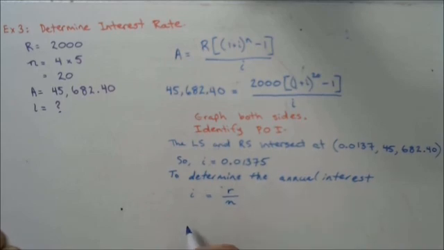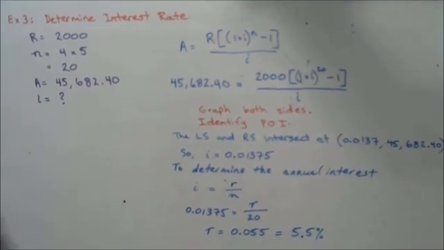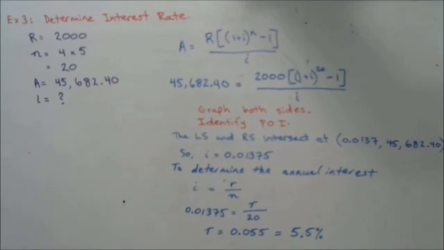Okay, so in this case, we have 0.01375 equals R, which is the annual interest rate, over 20 compounding periods. Multiply both sides by 20, we get an interest rate as a decimal, 0.055, which is 5.5%. Double check that your answer seems reasonable. It certainly does in this case. That would still be a pretty good investment, getting a guaranteed 5.5%.